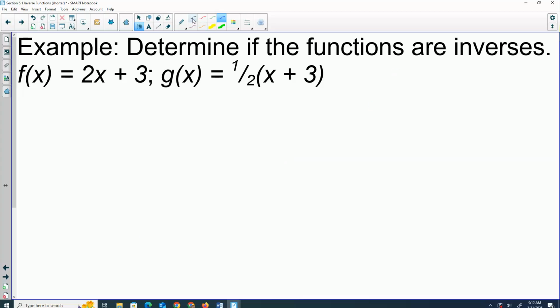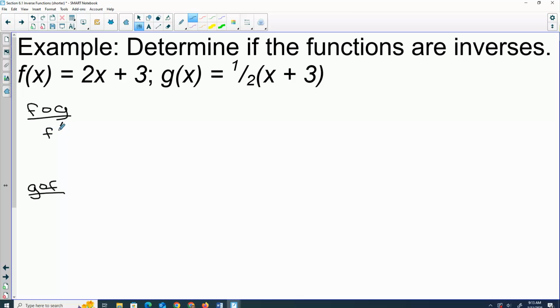So for example, if I want to decide if these are inverses, we are going to do two compositions, f composed with g and g composed with f. If we get x for both answers, they're inverses. If even one of them doesn't turn out to be x, then we can stop and say they aren't inverses. It is possible that one might work and the other doesn't, which is why we have to check both.